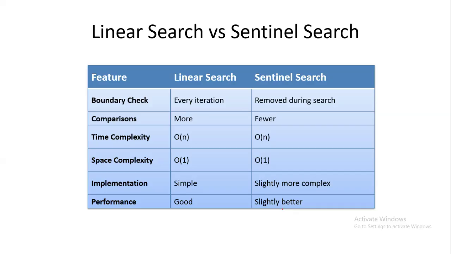To summarize, Sentinel search improves the efficiency of linear search by eliminating repeated boundary checks, resulting in fewer comparisons while preserving the same asymptotic complexity. It is a useful optimization for sequential searching in an unsorted array.